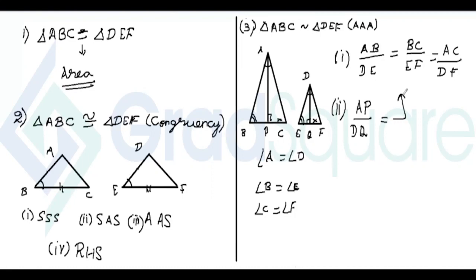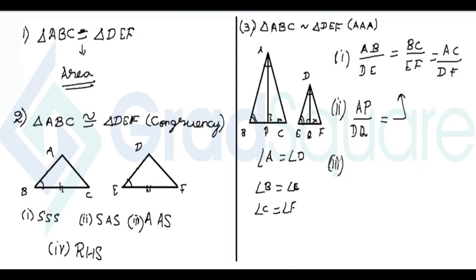If I draw interior angle bisectors of angle C and angle F, then those two interior angle bisectors will also have the same ratio as that of AB by DE, BC by EF, and AC by DF. Why? Because that is the definition of similarity. All constructions within these figures which are similar to each other will be proportional to each other. And they will have the same proportionality. That is the definition of similarity.